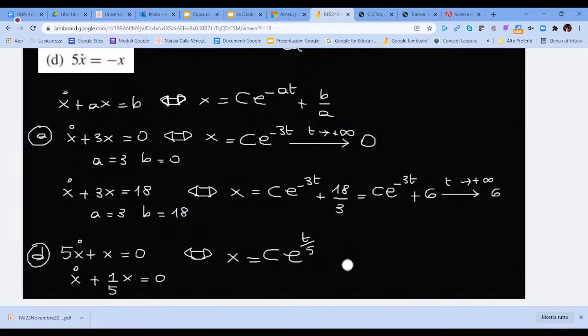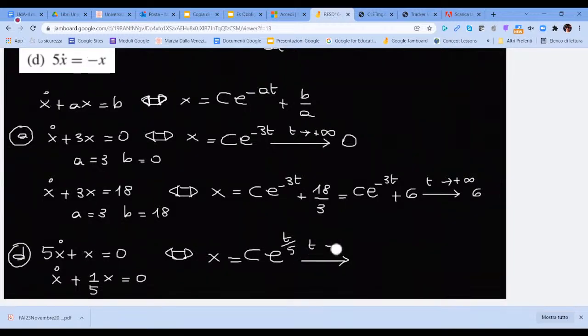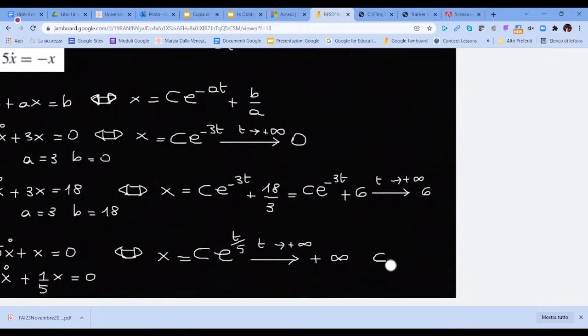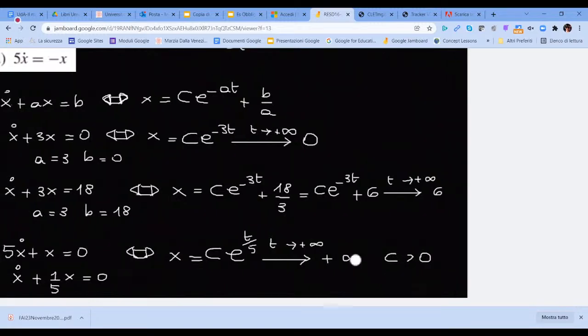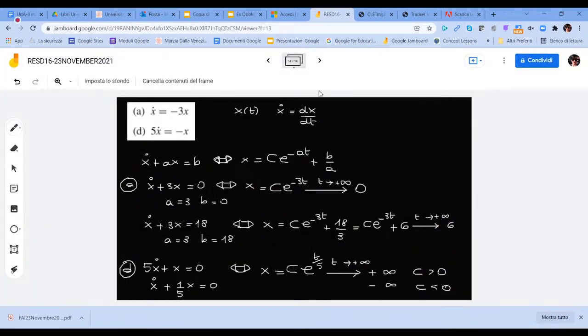This is not a solution that converges, because we have t over 5, and for t approaching plus infinity, this tends to plus infinity if c is greater than 0, to minus infinity if c is smaller than 0. Okay, I think everything is very simple and clear.